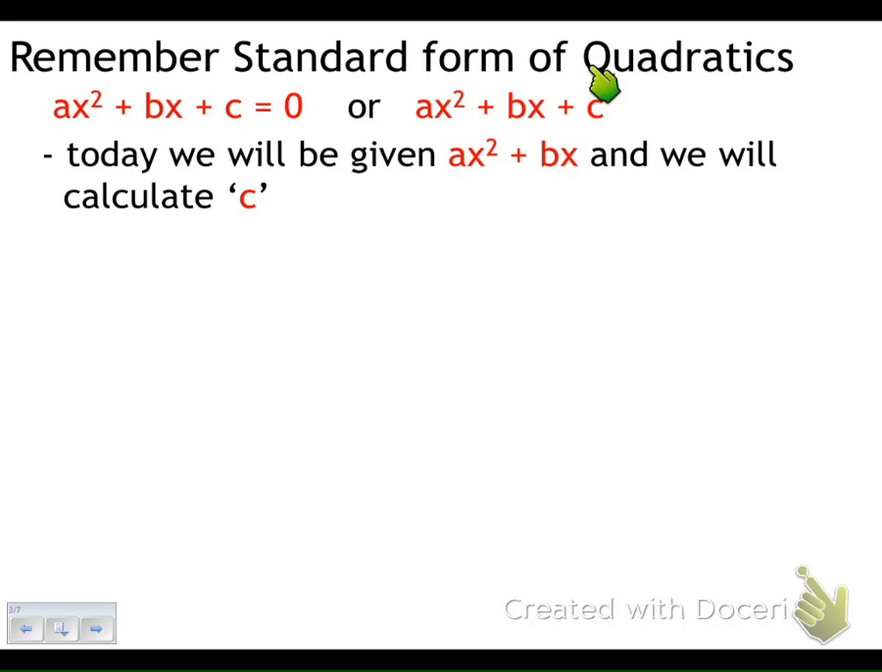Either way, we're focusing on this today. Tomorrow and Wednesday, we'll focus on this side. But for right now, this is what we're doing right here. So we'll be given an equation or an expression that looks like ax squared plus bx, and then we're going to calculate c. This is what I meant by finding c. So we're going to be given these 2 values here, and this one we're going to have to calculate and find. From there, we'll factor after that.